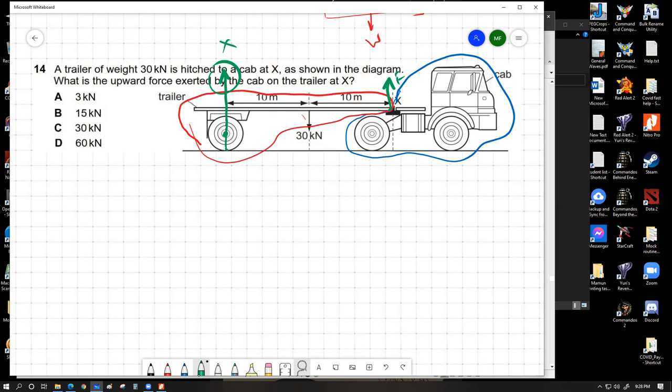Then you can simply apply the idea of moment. To have equilibrium, we have to have equal moment. So 30 kilonewton multiplied by 10 should be equal to F into 20. That basically gives you F equals 15 kilonewton. That's pretty much it. Once again, the point that I'm trying to emphasize in this discussion is that you have to choose your pivot point in such a way that you can eliminate the unknown conveniently.